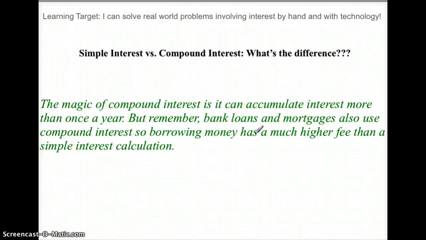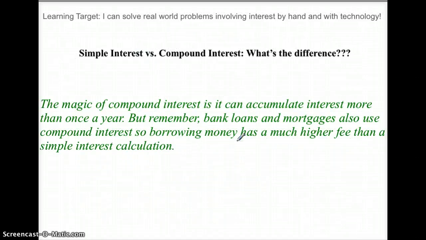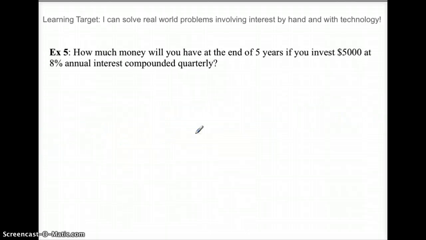So what's the difference between simple interest and compound interest? Well, the magic of compound interest is you can calculate it more than once a year, and like this last slide said, it's calculated with both the principal and the interest that was accumulated in the past. So it's a good thing and it's a bad thing. As far as you in an investment, it's better because you'll earn more, but banks and mortgage loans use compounding. So when you're paying and borrowing money, that's kind of a downfall because you're paying more.